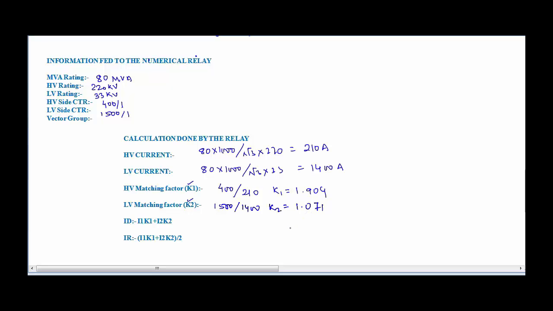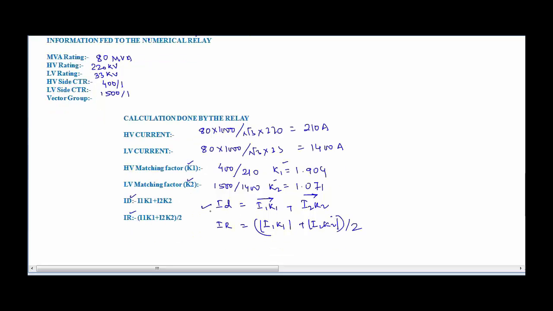So now from these two values, the relay is going to calculate the differential current and restraining current. The formula for differential current is ID is equal to I1 into K1, with a vector sign over it, plus I2 into K2, with a vector sign over it. The restraining current will be equal to the magnitude of I1 K1 plus I2 K2 divided by 2. So these two values, differential current and restraining current, are what the relay will be calculating every time, and it is going to locate the point on the differential restraining graph. It will be something like this. On the x-axis we have restraining current, and on the y-axis we have differential current, and we are going to provide settings to the differential relay. It will have a curve like this.